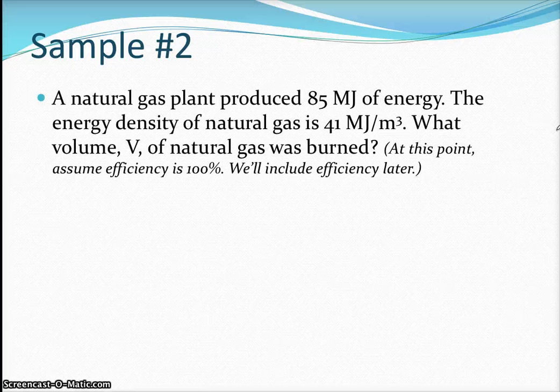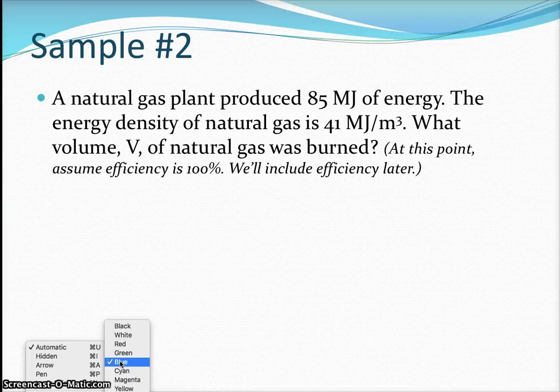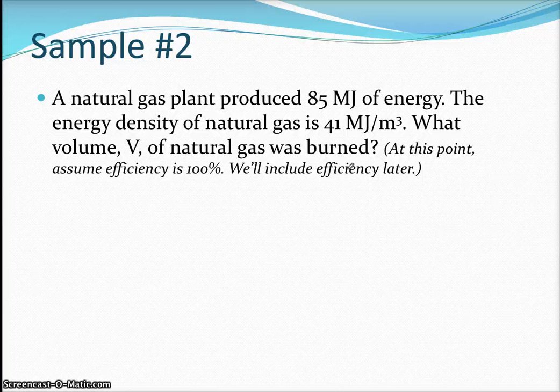Sample problem number two. Again, we're going to ignore efficiency at this time, and we will come back and add efficiency in because it just gets a teeny bit more complicated. All right, a natural gas plant produced 85 megajoules of energy. The energy density of natural gas is 41 megajoules per meter cubed. What volume of natural gas was burned? And again, we're just going to assume the efficiency is 100%.